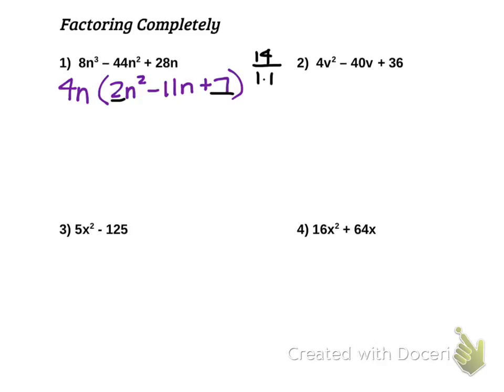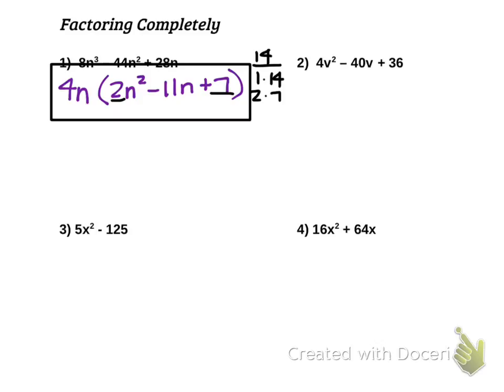So 1 times 14 and 2 times 7. Okay, so that's all that I have. None of those are going to add to get me to 11. So therefore, I am left with just this. This is my answer. So that's the route that you want to take. You're looking for the greatest common factor first. Then after that, you factor through trinomial factoring or difference of two squares or anything like that. So that's it. We factored that one.